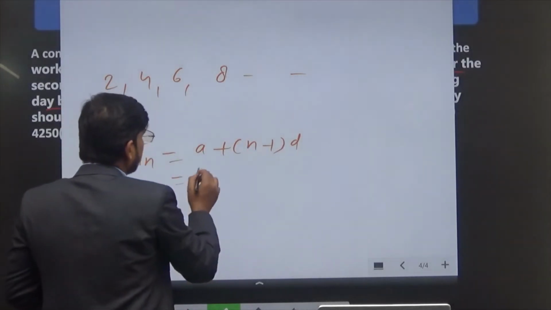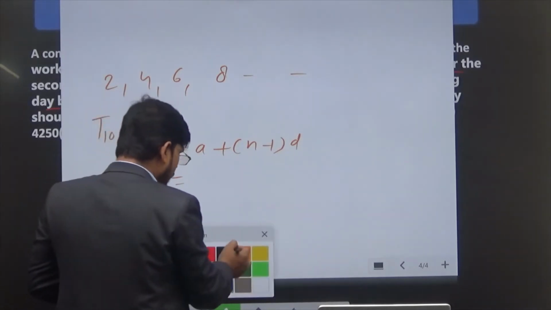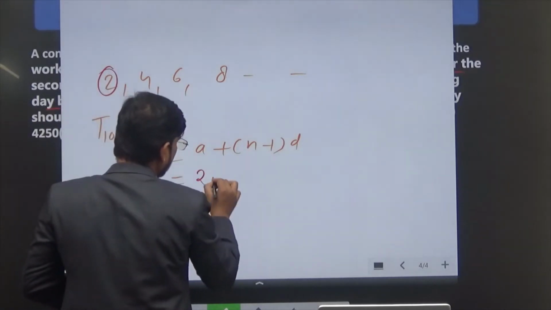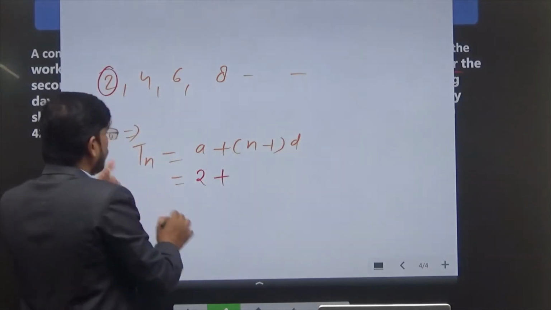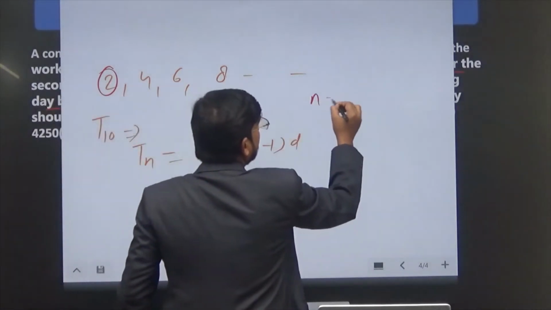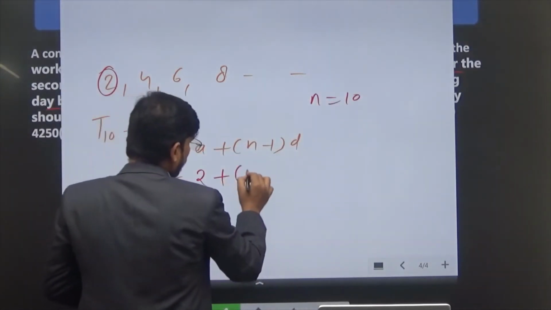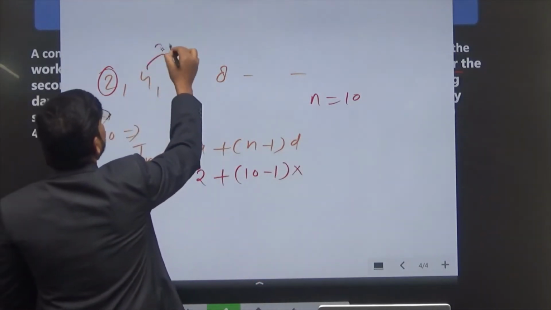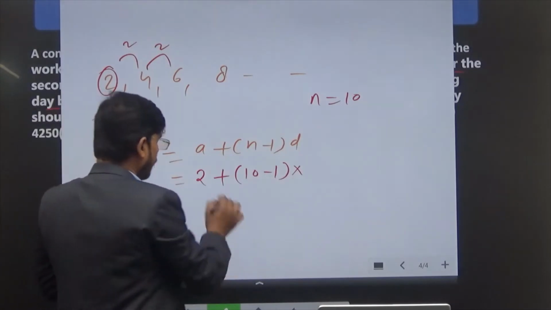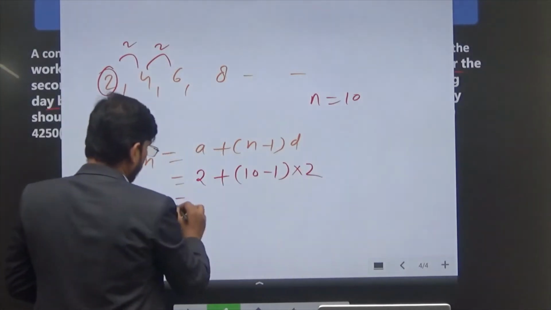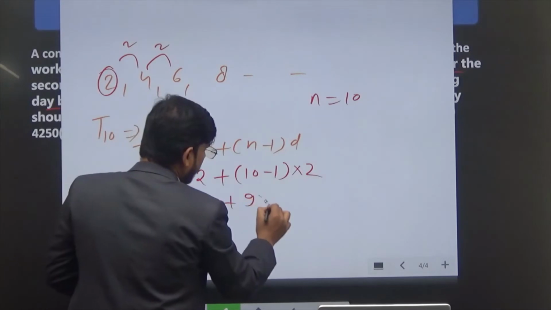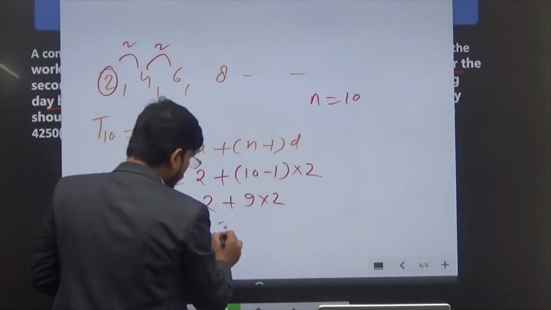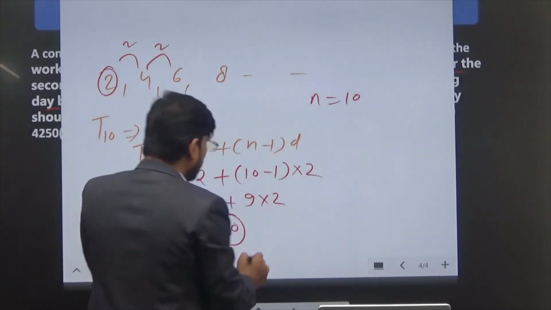Okay, so here a is the first term, so the value of the first term will be 2. Then 2 plus, and what will be the value of n? Here n will be 10. So 10 minus 1 into, what is the common difference? Common difference is 2. So multiplied by 2, then it will be 2 plus 9 into 2, that is 18 plus 2, 20. So the 10th term will be 20.